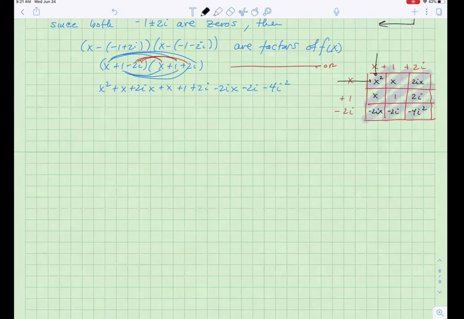As we collect like terms, oftentimes you can collect them along the diagonals. This is equal to x squared plus 2x. These two cancel, we get plus 1. These two cancel, we get minus 4i squared, which is x squared plus 2x plus 1 plus 4, which is x squared plus 2x plus 5.